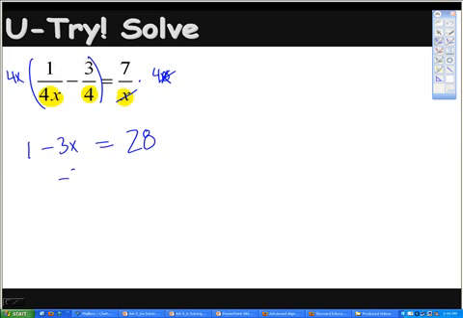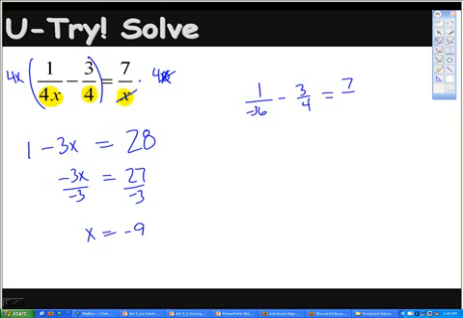Let's go ahead and keep solving. Negative 3x equals, if I subtract the 1, I get 27. Divide by that negative 3, and x equals negative 9. Let's check that. If I put in negative 9, I get 1 over negative 36 minus 3/4 equals 7 over negative 9.